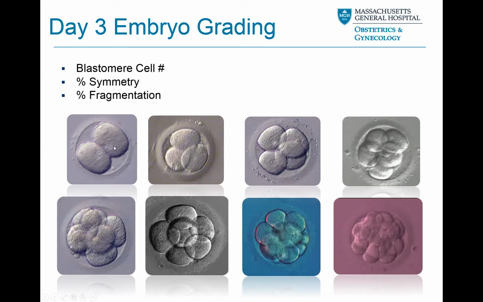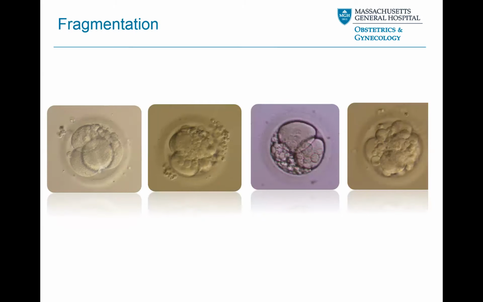Same with fragmentation. So in most of these, you don't see any degree of fragmentation or these little blebs or kind of breakdown of some of these cells. It's all pretty smooth on the outside of these cells. However, if you look down here in the bottom left, you can start seeing a little bit of this blebbing come out, and that's a really slight degree of fragmentation, nothing severe at all. And actually, all of these embryos are quite nice in terms of symmetry and fragmentation. But I want to show you some that aren't so nice.